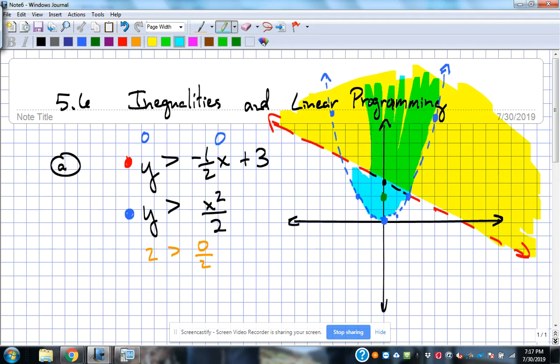The overlap is the part that turns green. Okay, that's the solution area. These are solutions, those are the answers in that darkened area there.